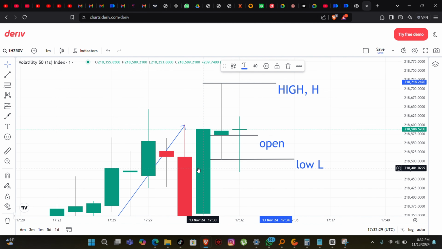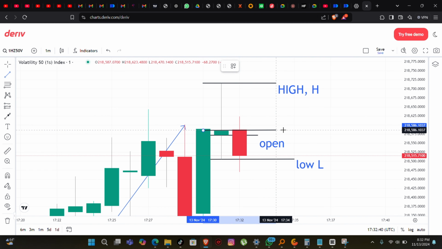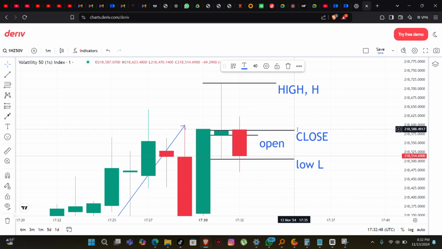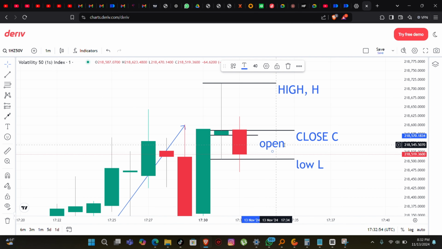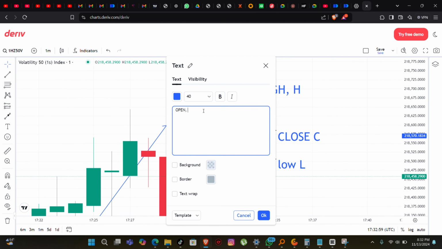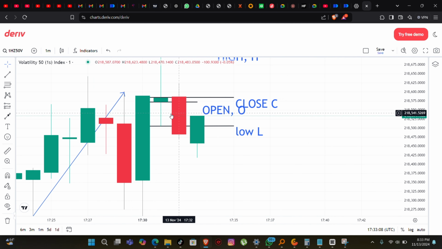So the close point ni mahali hiyo candlestick imefungia. So hiyo candlestick imefungia wapi? Imefungia hapa. So in this case, this is our close point for that particular candlestick. So we are going to call it the close of that candle. So this is basically the close. And then close is represented by C. Open is represented by O. So it is open O, like that. So I believe by now I have people understanding what we mean.